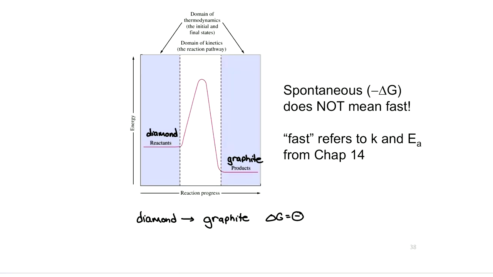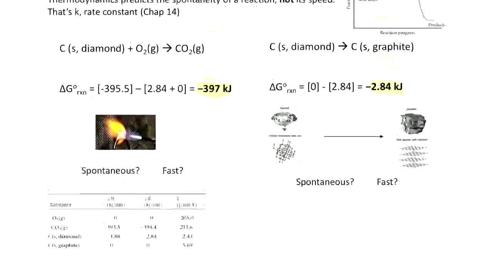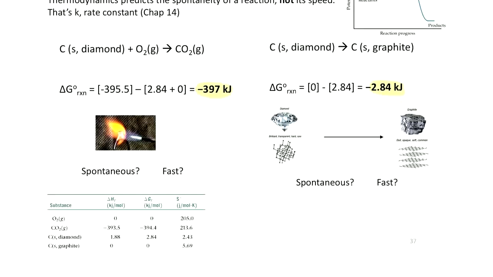All right? So let me show you this example. Okay, here's two reactions. So diamond is made of carbon. So if I add and react carbon and oxygen together, I get CO2.